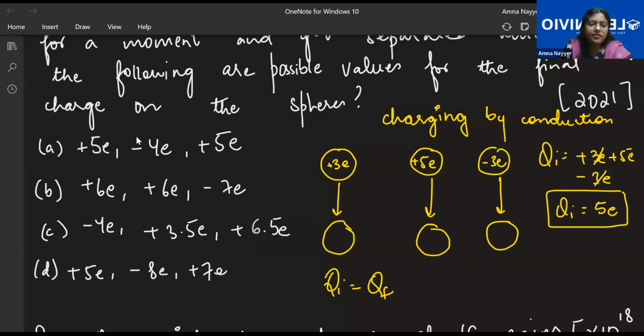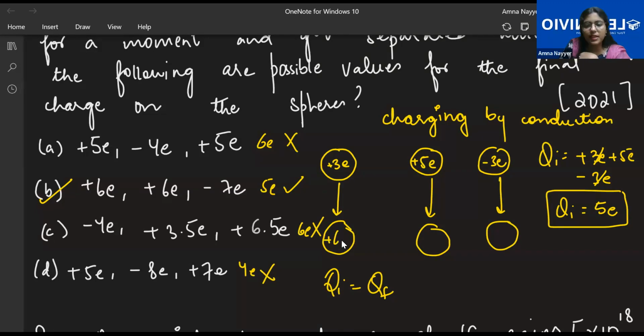So let's add 5e plus 5e, 10e, 10e minus 4e, 6e. No, we need 5e. 6e plus 6e, 12e, 12e minus 7e, 5e. Correct. So B is the right option. You can check others also, they won't come out to be 5e. This is 10, this is again 6e. Wrong. This is 12e minus 8e, 4e. Wrong. So only B option is correct.